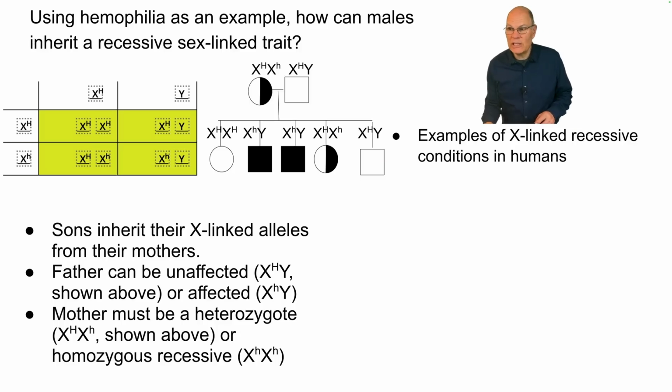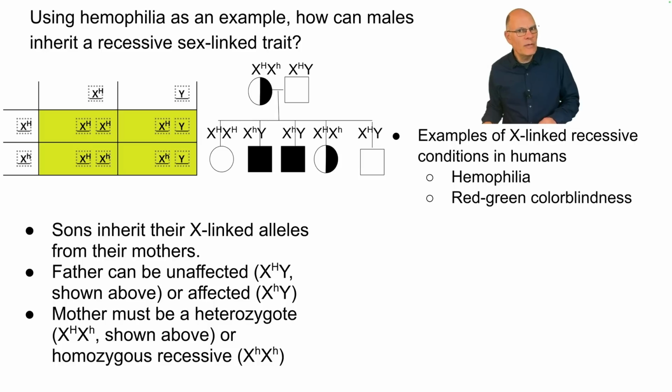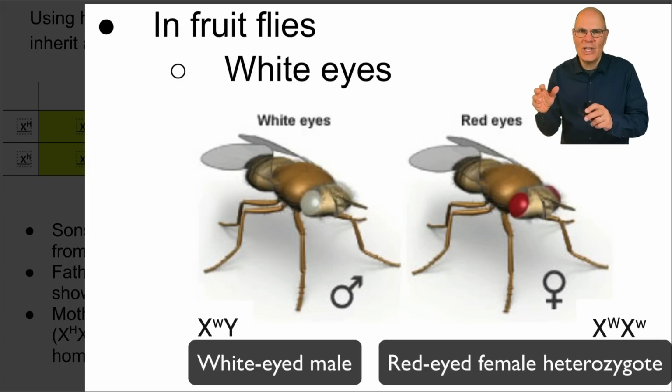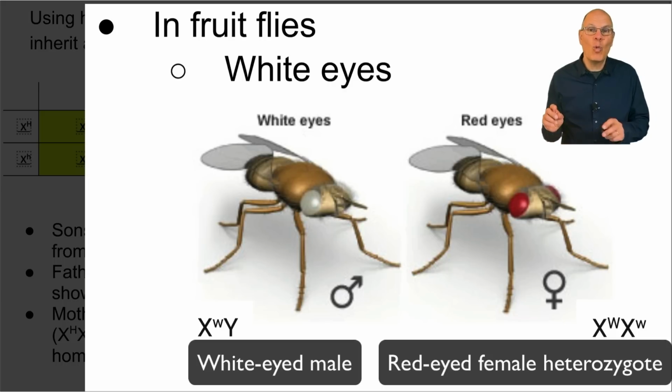Examples of X-linked recessive conditions in humans: hemophilia, which we just talked about. Also, a very common one is red-green color blindness. In fruit flies, which have a similar sex determination system to humans, it's just the X chromosome and the Y chromosome, just like mammals. The allele for white eyes is a mutation that's on the X chromosome in fruit flies. And in fact, this was the first allele that was ever located on a specific chromosome.